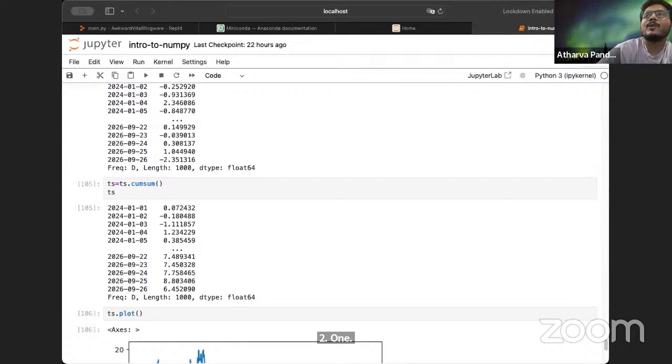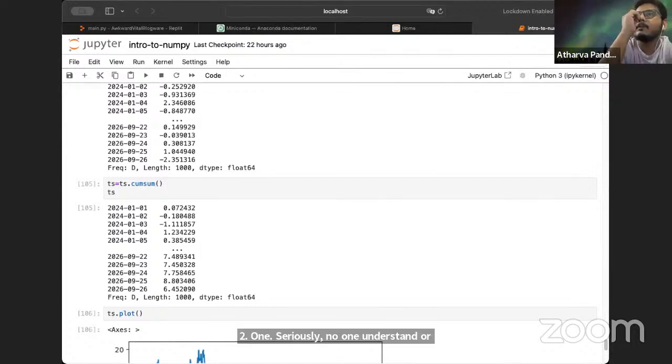Seriously, no one understands or what? Summation, adding each value, sum of a given sequence. I mean, everyone knows it's a sum, but how is this adding up?